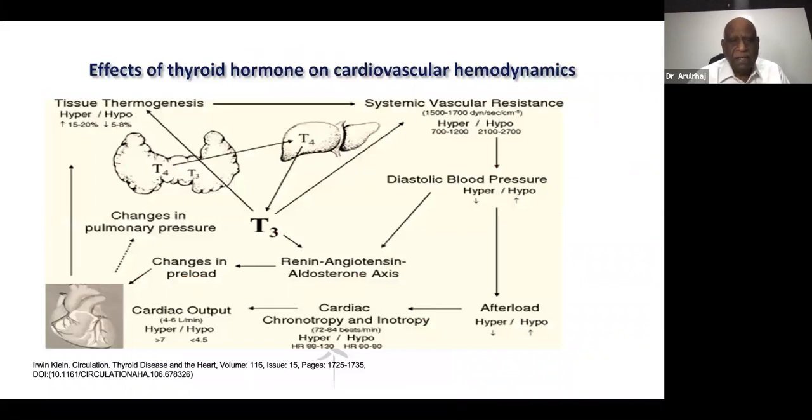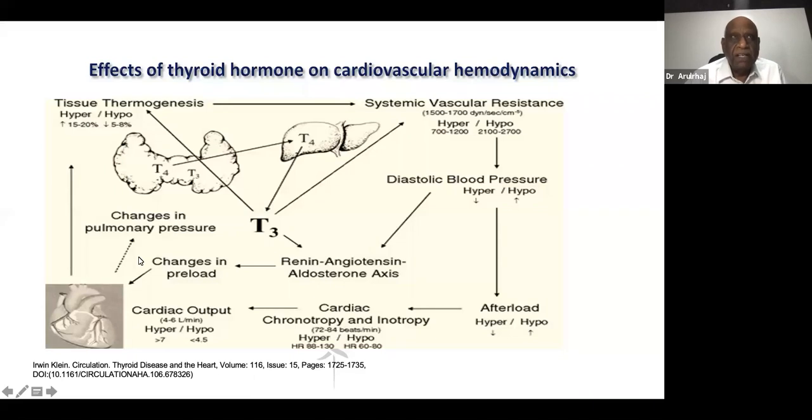Now, how do T3 and T4 act on the cardiovascular hemodynamics? First, there is the tissue level, and you look at the vascular resistance. In hyperthyroidism, it is fairly normal or low. In hypothyroidism, it is very much increased, and it leads to an increase in diastolic blood pressure and afterload. In hyperthyroidism, cardiac chronotropy and inotropy are increased and cardiac output is increased. And similarly, there can be an increase in the pulmonary pressure.